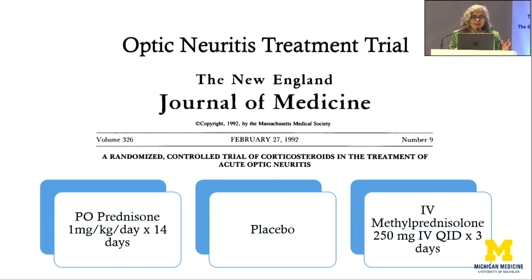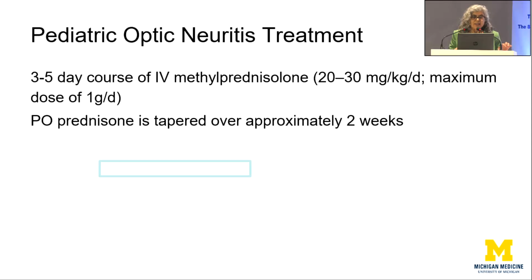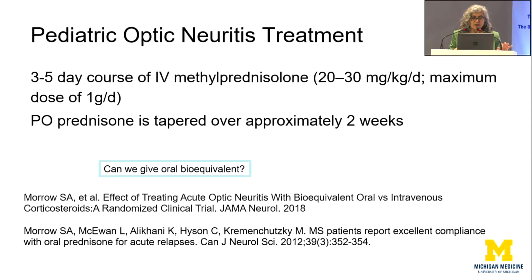For treatment, we don't have an optic neuritis treatment trial for children, but we use this information to guide us. And this showed us not to use the 1 milligram per kilogram dose of oral steroids. That causes higher recurrence. So go instead with IV methylprednisone. In pediatric optic neuritis, we give a 3 to 5 day course of IV methylprednisone. The dose is 20 to 30 milligram per kilogram per day, maximum of 1 gram per day. And then we follow it with an oral prednisone taper.